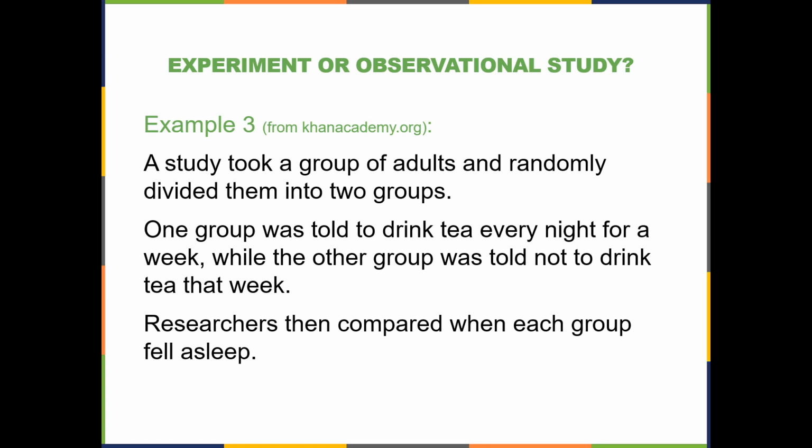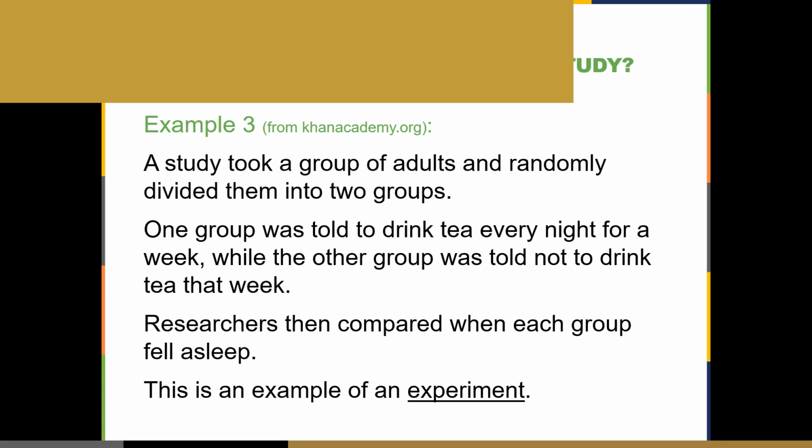Is this an experiment or an observational study? Are the researchers involved in affecting the outcomes? Yes, the researchers have told each person in each group what to do during the experiment. So they are treating the subjects. So this is an example of an experiment.